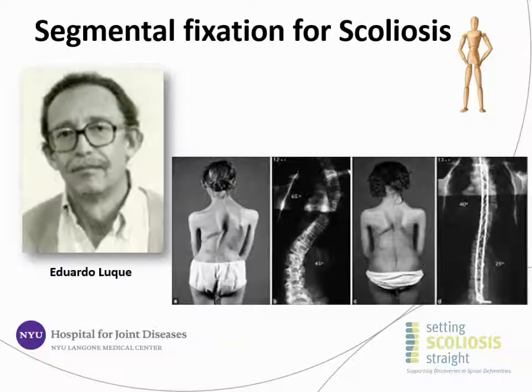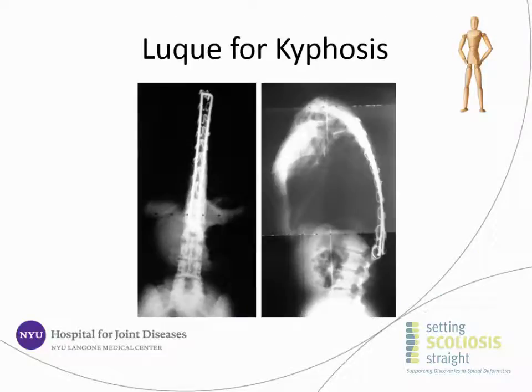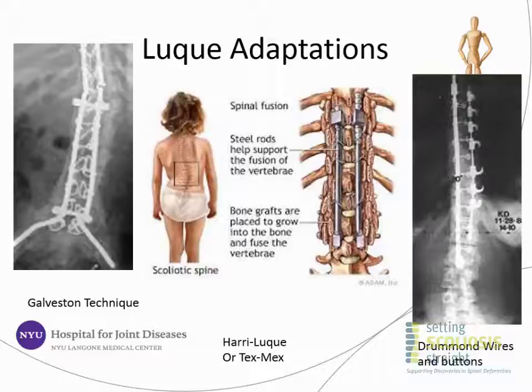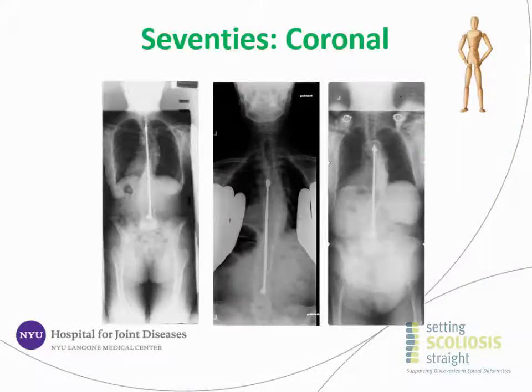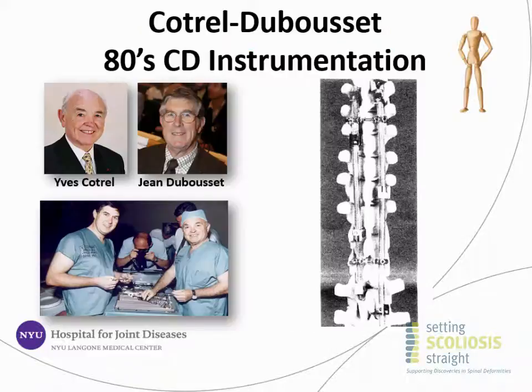Luque was from Mexico. Harrington practiced in Texas, when they used to use Harrington rod and Luque wires on the same patient. They used to call that the Tex-Mex operation. But anyway, they used to also use Luque rods for kyphosis, and it was really a mainstay in the 1980s for getting a lot of fixation into the spine. In the 70s, we became obsessed with the coronal plane. In other words, look at the patient from the front or the back, and you'd see the scoliosis, and everyone was talking about the coronal plane.